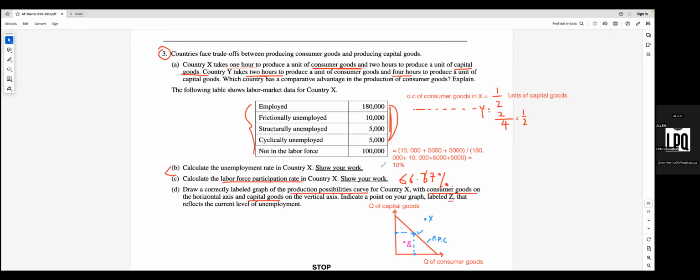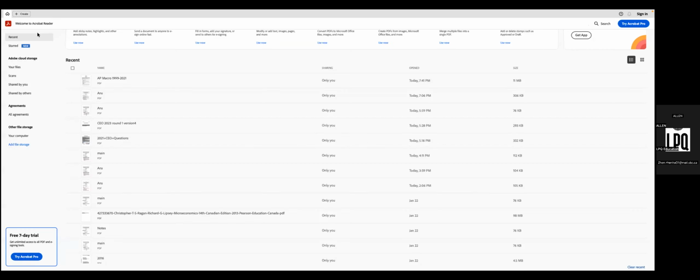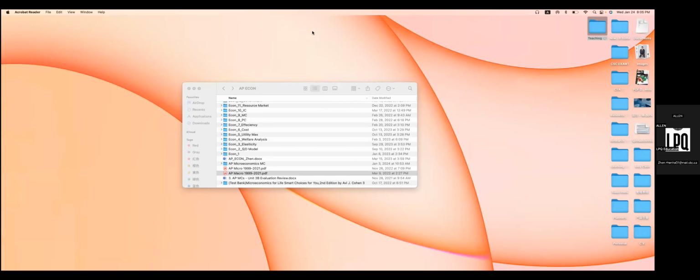If you utilize all the resources you have, then the production point should be on the PPC. But for this case, once again, it should be inside the PPC. Okay, so this is a practical question for your notes number one.